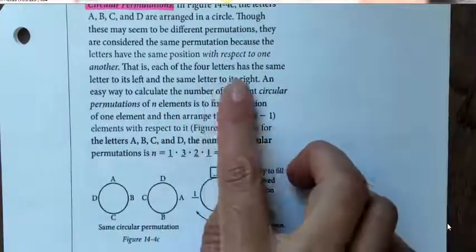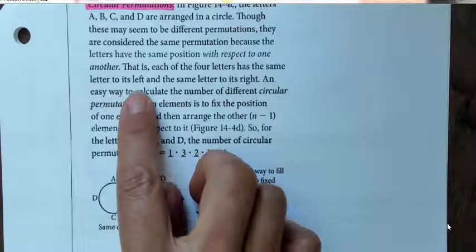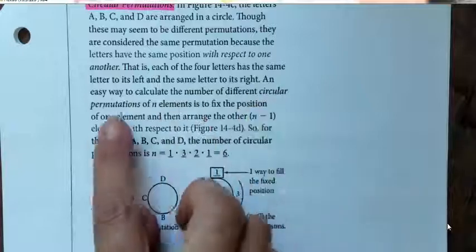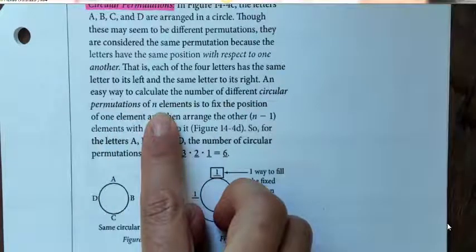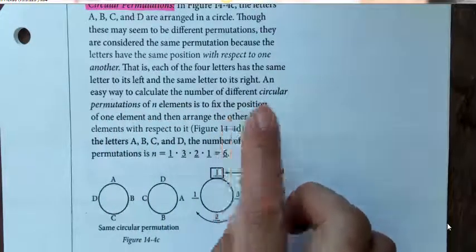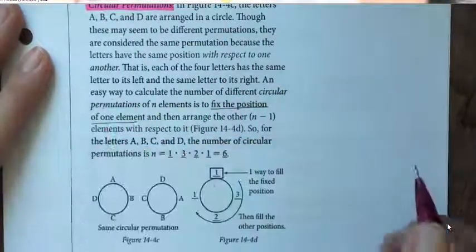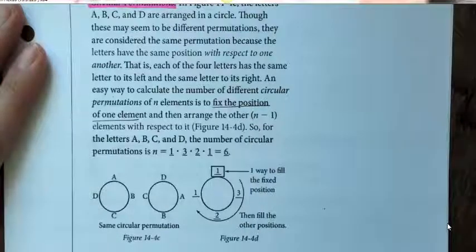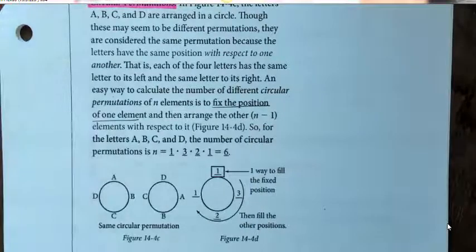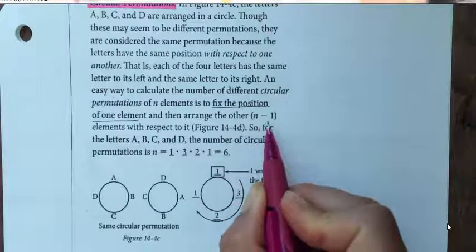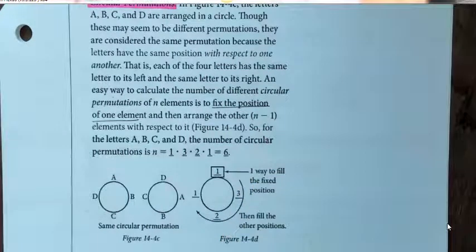That is, each of the 4 letters has the same letter to its left and the same letter to its right. An easy way to calculate the number of different circular permutations of n elements is to fix the position of one element. So you always have to fix the position of one element and then arrange the other n-1 elements. So for example, if you have 20 elements, you would fix one and then you would have 19 elements left to take the permutation of.